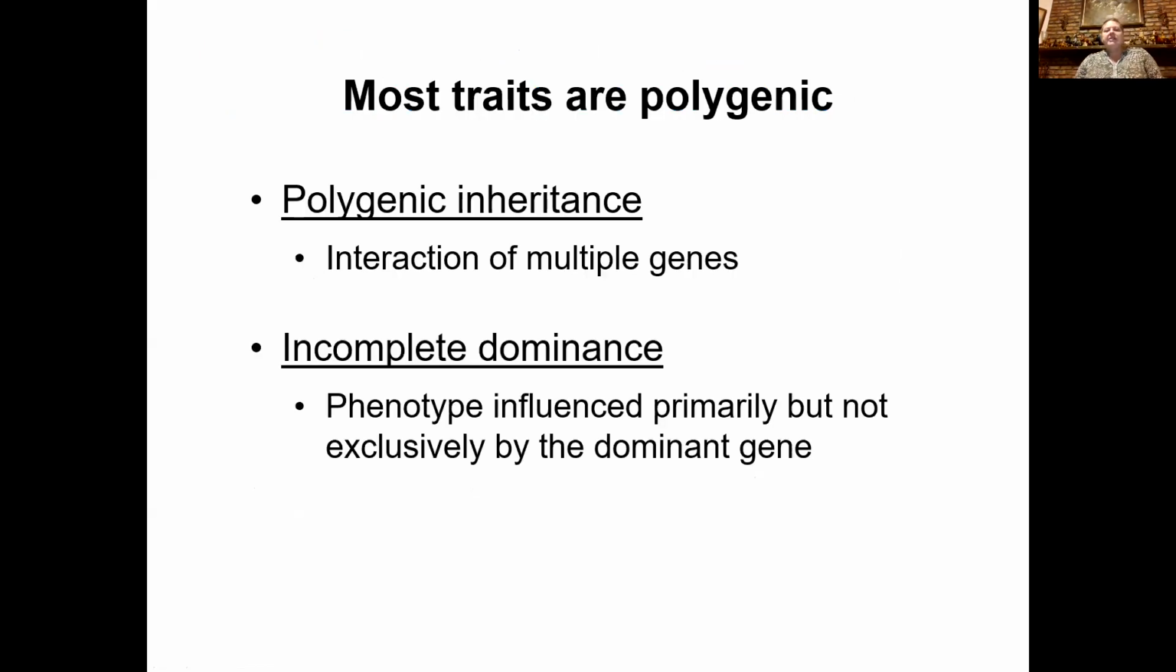Okay, just a quick little thing here. Once again, most traits are polygenic and have an interaction of multiple genes. There is another type of genetic relationship that we're going to talk about called incomplete dominance. Incomplete dominance is a phenotype influenced primarily but not exclusively by the dominant gene. What this means is the dominant gene is still dominant, but that recessive gene actually has an impact on development as well. It's not just completely dominated by the dominant gene, it has an impact. And that's what we're going to talk about next.